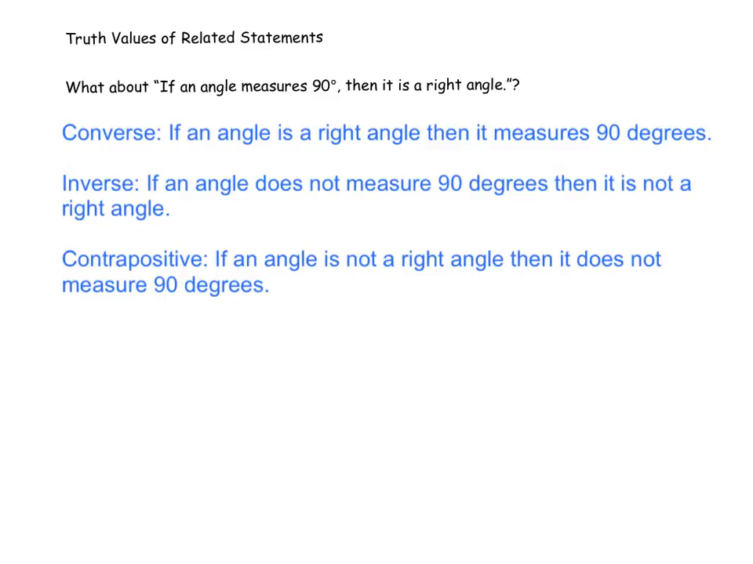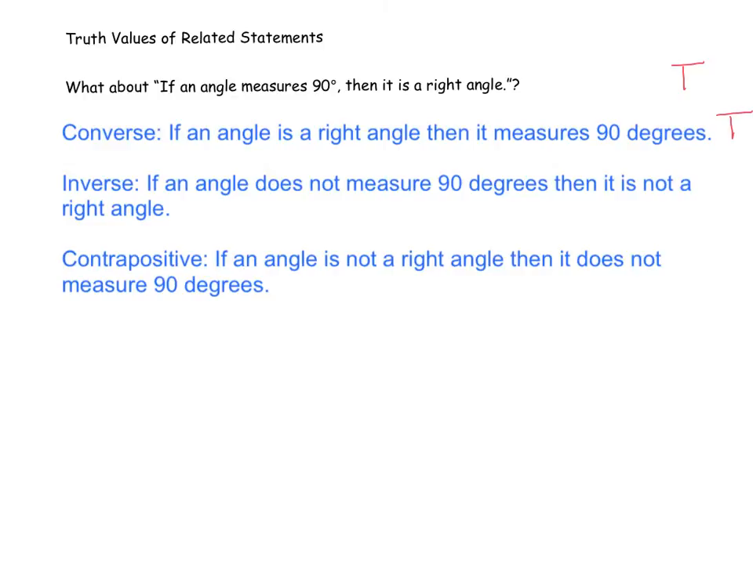So let's look at the conditional statement. If an angle measures 90 degrees, then it is a right angle. Well, that is a true statement. We know that if an angle measures 90 degrees, then it is a right angle. But let's check out the converse. If an angle is a right angle, then it measures 90 degrees. Well, that is also true. And in the next video you watch, we'll talk about how that is related to the definition of a right angle. The inverse says, if an angle does not measure 90 degrees, then it is not a right angle.